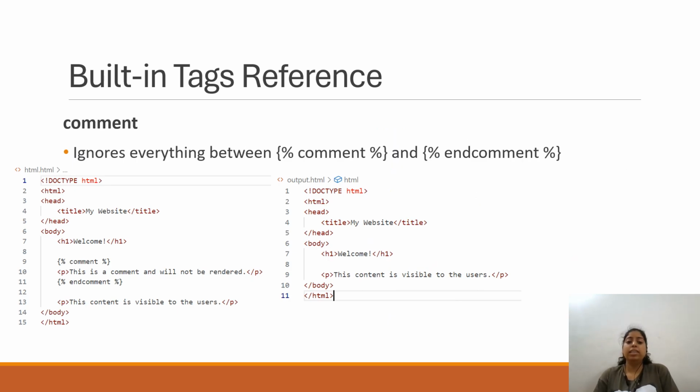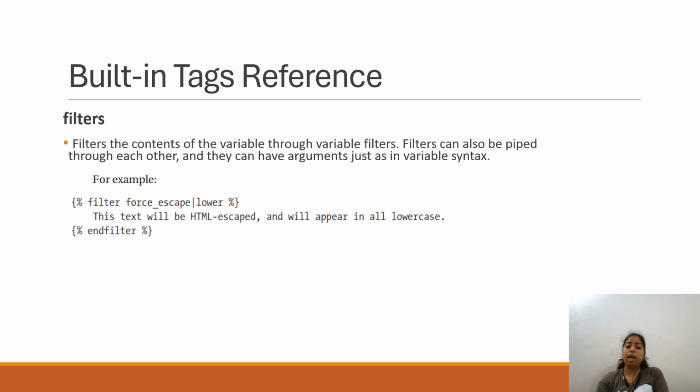Next built-in tag is comment. Comment ignores everything between comment and endcomment. Then we have filter. It filters the content of variables through various filters. Filters can also be piped through each other, and they can have arguments, just like in variable syntax.